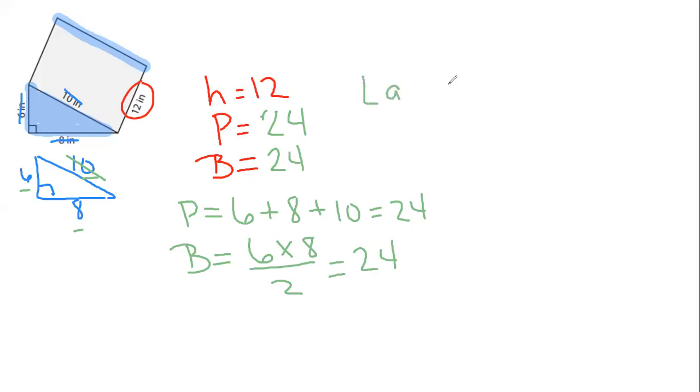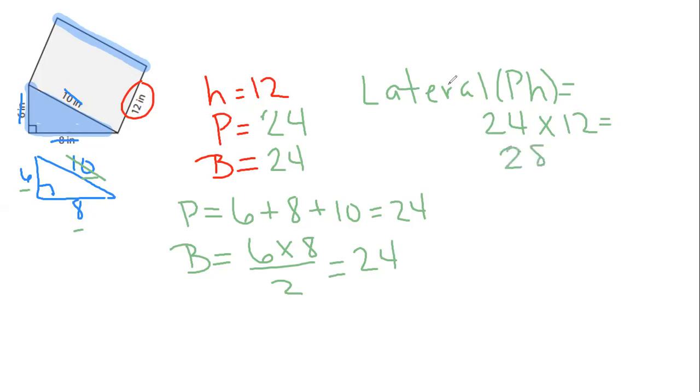So for lateral, which is perimeter times height, I'm going to do 24 times 12. And when I put 24 times 12 in my calculator, I get 288 inches squared.